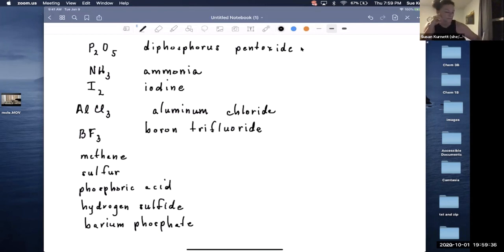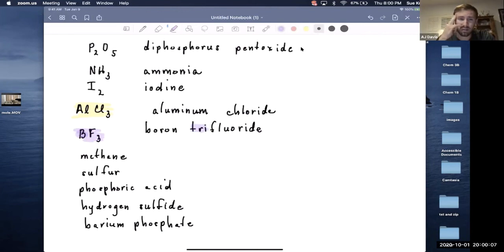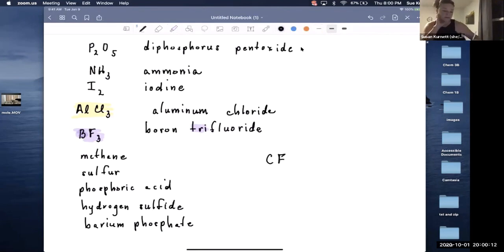What's the formula? I have a question real quick, if you don't mind. When do you use the tris and the di and the penta? Because you didn't do it with aluminum chloride. Right, because aluminum is a metal, and so this is an ionic compound. But boron is a metalloid, so this is covalent, and that's why we did. So do you only do it when it's a metalloid? Or it could be a nonmetal. So this is also covalent, and so that would be carbon tetrafluoride.